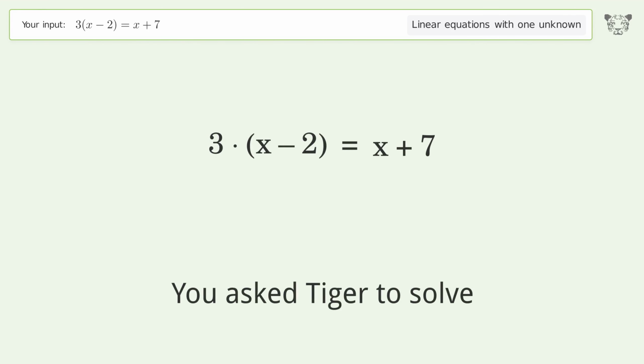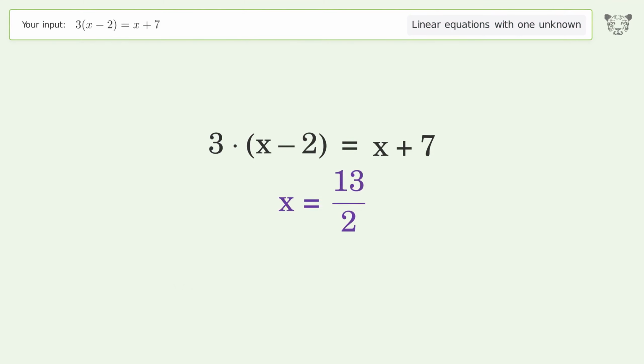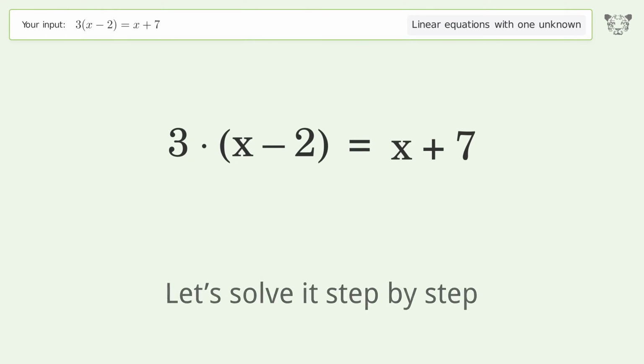You ask Tiger to solve. This deals with linear equations with one unknown. The final result is x equals 13 over 2. Let's solve it step by step.